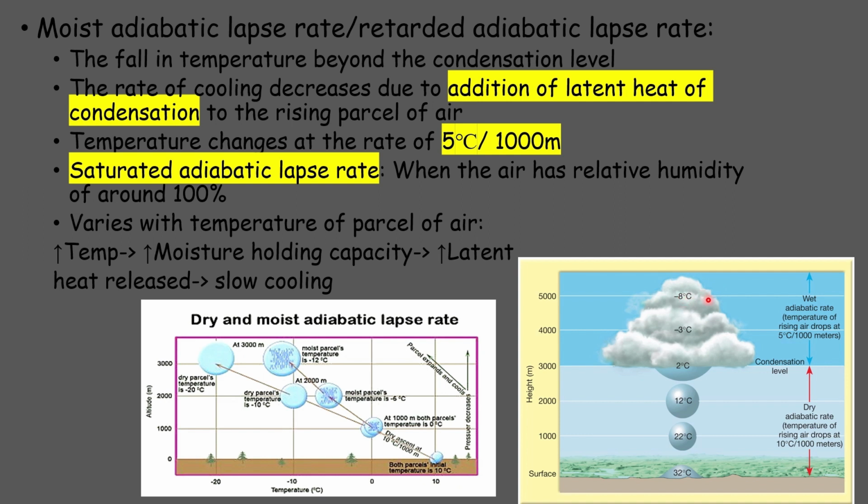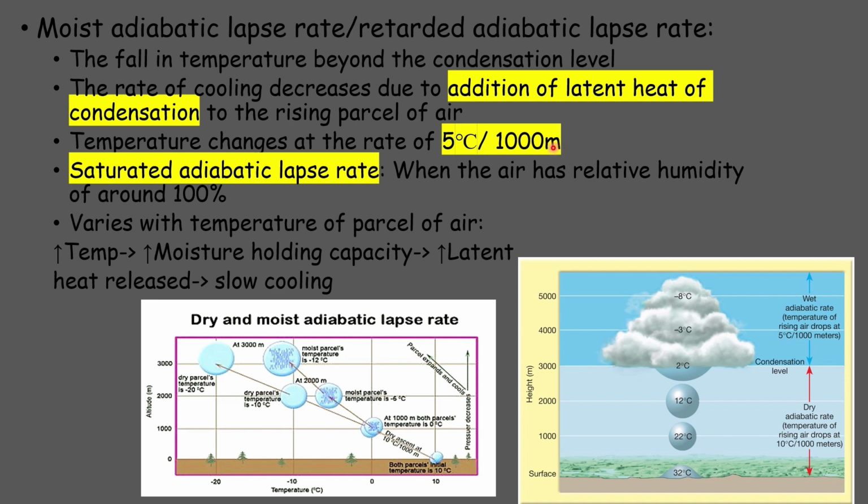And why is the rate of cooling in wet adiabatic lapse rate slow? Because when the water vapor reaches condensation level, it changes into liquid form, and the latent heat which it was carrying after evaporating is released in the atmosphere, resulting in warming of the atmosphere. Okay, so thereafter the rate of cooling decreases due to release of latent heat. So that latent heat is called latent heat of condensation. Thereafter, the rate of cooling will decrease to 5 degrees Celsius per 1000 meter. So these are the two important points you need to remember about moist adiabatic lapse rate.